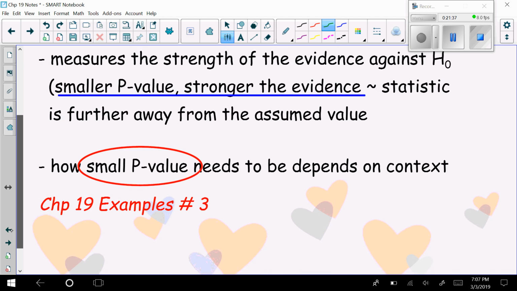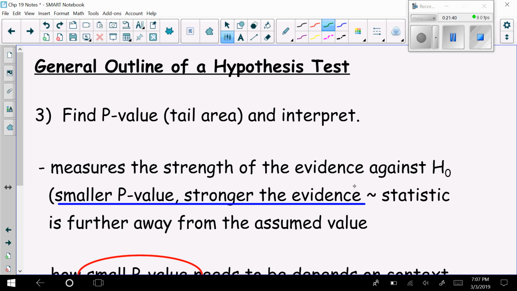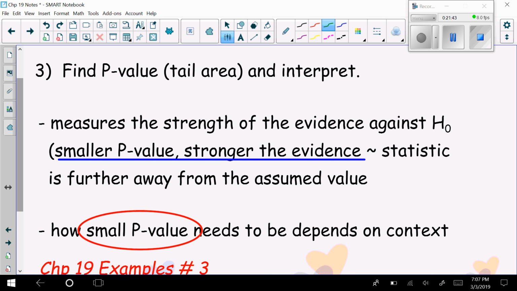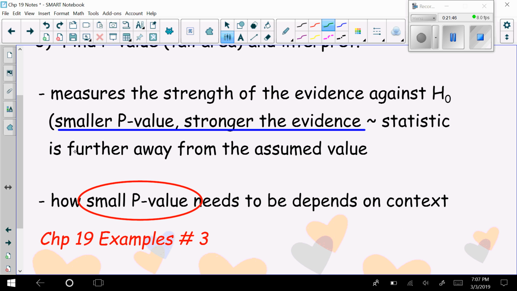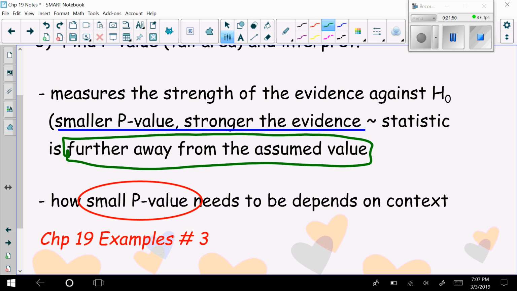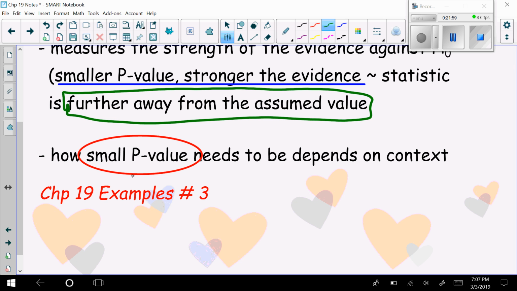Then just some more things we can talk about. It says it measures the strength of the evidence against H0. The smaller the p-value, the stronger the evidence, because it's further away from the assumed value. If it's further away, we don't believe the assumed value as much. Then it says how small the p-value needs to be depends on the context. This is always going to be up to the researcher, or sometimes up to the manufacturers, like what are they willing to accept. Typically, I'll be telling you the p-value to use.